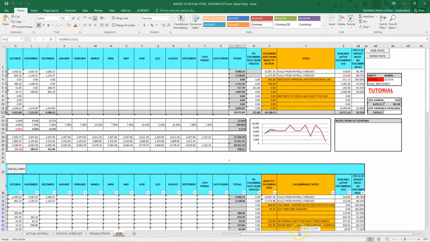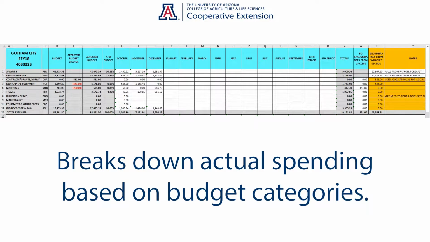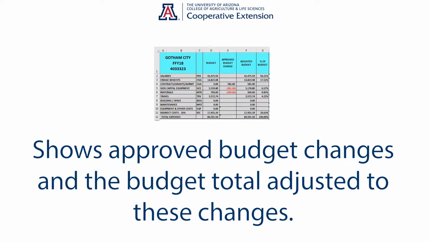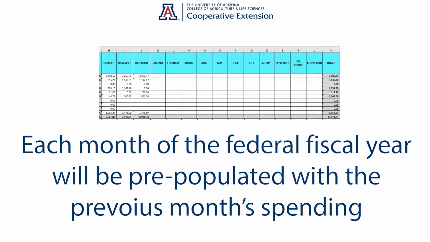Now let's go over the sections from the top down. The Actual Spending versus Budget section breaks down your actual spending based on the categories that your county is budgeted for. These gray columns on the left detail how much of your budget is allocated for each category. If you have an approved budget change, you'll see it over here as well, along with the adjusted budget numbers according to what was changed. Each month of the federal fiscal year will be in this section, with the previous month's spending filled in.